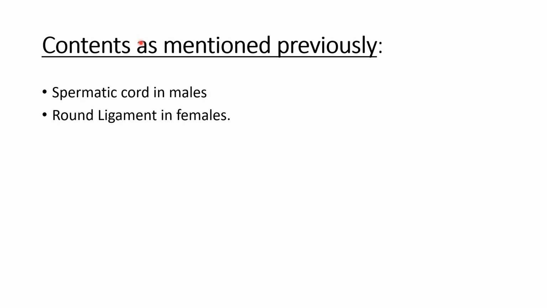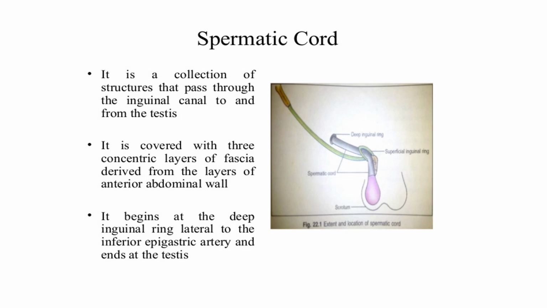Now coming up with the contents, as mentioned previously, we studied that in males the inguinal canal transmits the spermatic cord, and in females it transmits the round ligament of uterus along with the ilioinguinal nerves. So the spermatic cord is a content of the inguinal canal in the case of males.